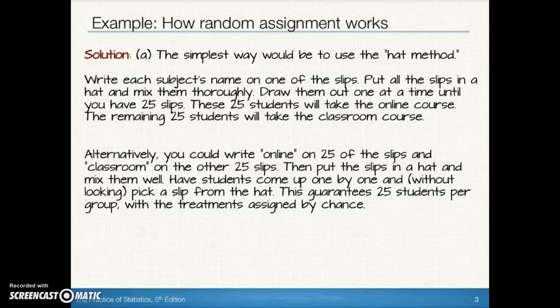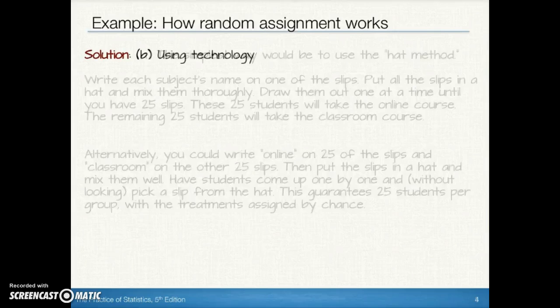Alternatively, we could write online on 25 slips and classroom on the other 25 slips, then put those papers in a hat and mix them well. We could have students come up one by one and, without looking, pick a slip from the hat. This guarantees 25 students per group with the treatments assigned by chance.